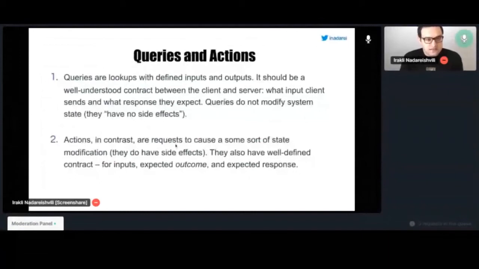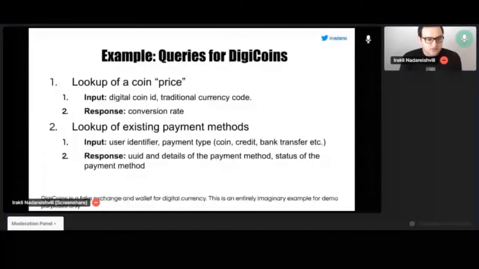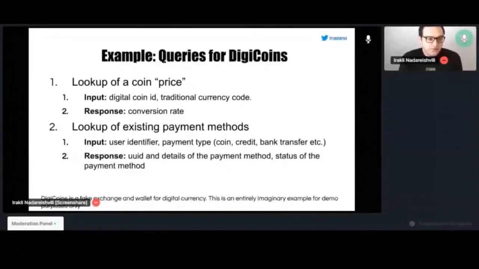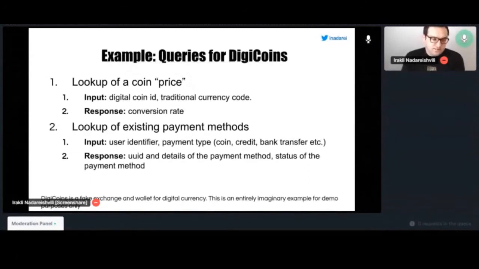So let's look at some examples of queries in DigiCoins, in the same DigiCoins application. So one query based on the jobs to be done and interactions we showed could be look up a coin price. So the input of that could be a digital coin identification, so kind of like the currency identifier, and the traditional currency code. So let's say I want to know how many Bitcoins or what portion of a Bitcoin I can buy with US dollars, right? So that US dollars and the Bitcoin would be the input, and the response would be the current conversion rate.